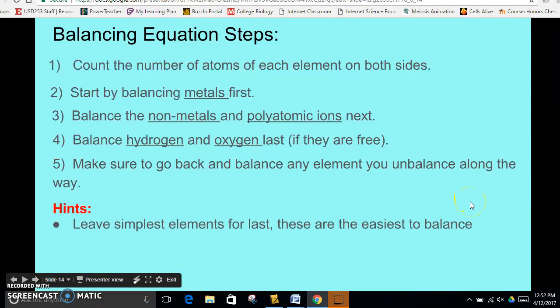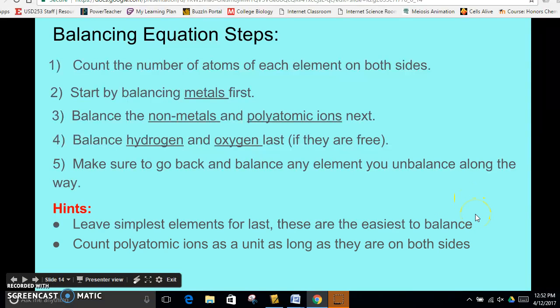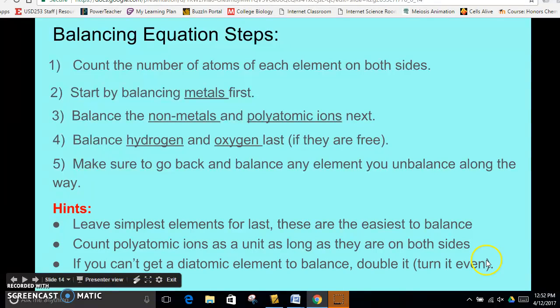Here's a couple of hints for you. Leave the simplest elements for last, because these are usually the easiest to balance. Count polyatomic ions as a unit, as long as they are on both sides. And if you can't get a diatomic element to balance, just double it. Make something even. If you have 3 on one side, double it. Put a 2 in front of it, so now you have 6 of that element to make it an even number.